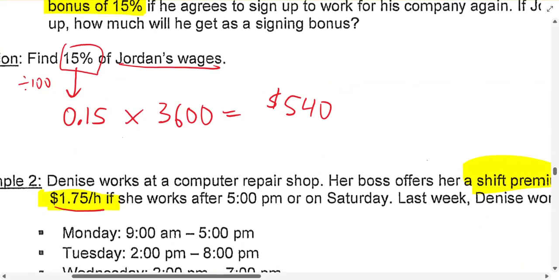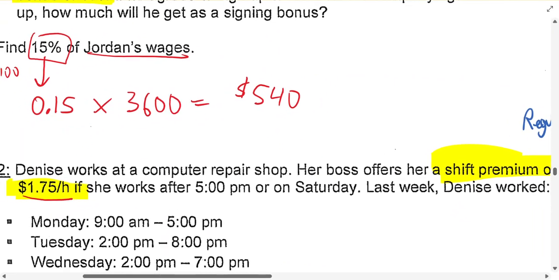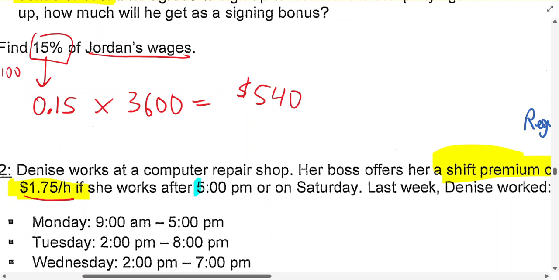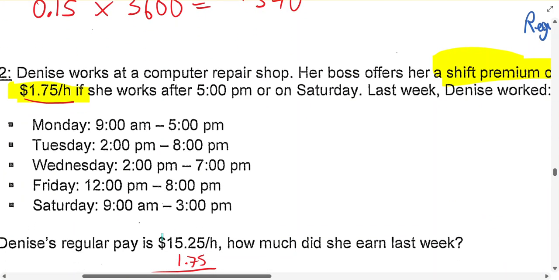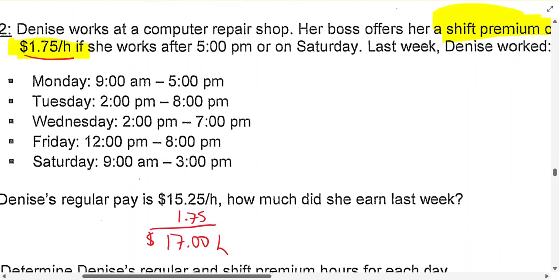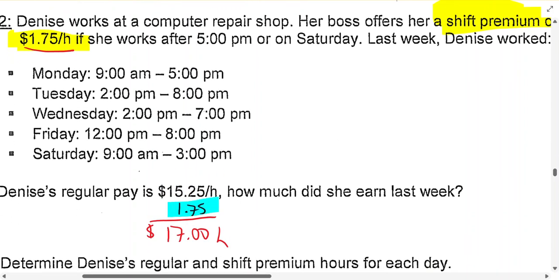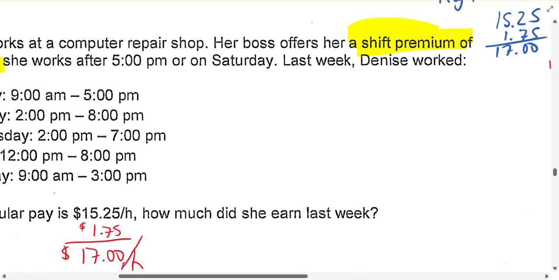So Denise works at a computer shop. You get a shift premium of $1.75 if you work after 5 p.m. or on a Saturday. So how do you find out how much you get paid for this shift premium? Well, you take $1.75 and you add it up. So regularly, Denise gets $15.25 per hour. So if you add the $1.75, then she gets $17 per hour when she's working the shifts that pay shift premium.